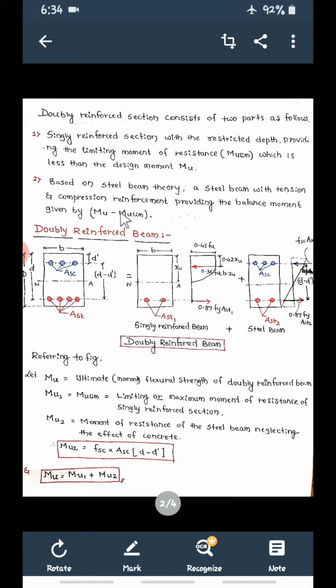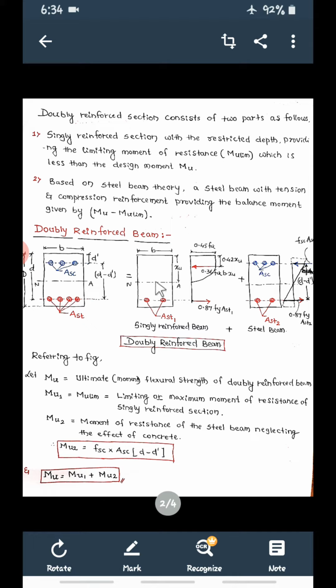So the remaining moment will be Mu minus Mu limit. Total is Mu. Out of Mu, the moment taken by this singly reinforced beam is Mu limit. For the remaining moment, we will provide this beam, which is called a steel beam. Steel beam does not mean it is completely steel with no concrete. Concrete will be there, but its effect will be neglected.